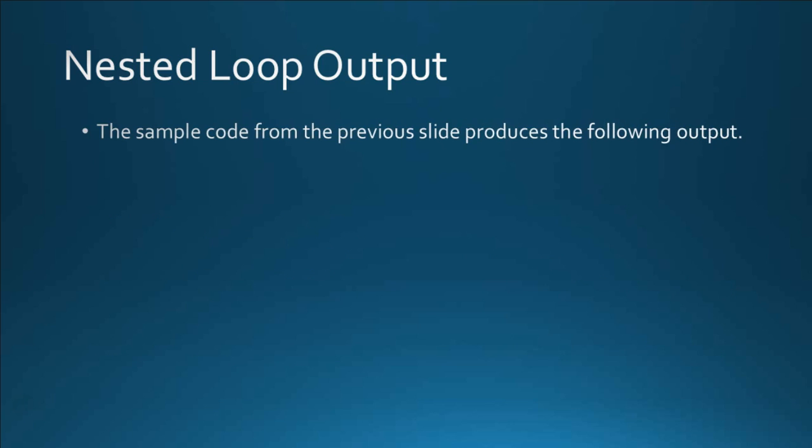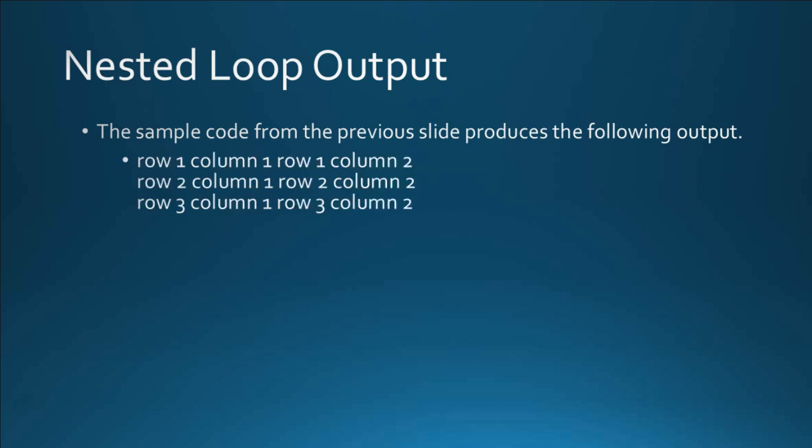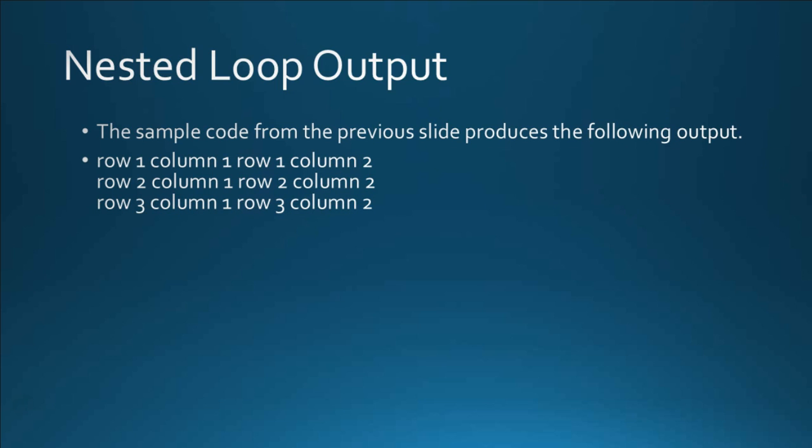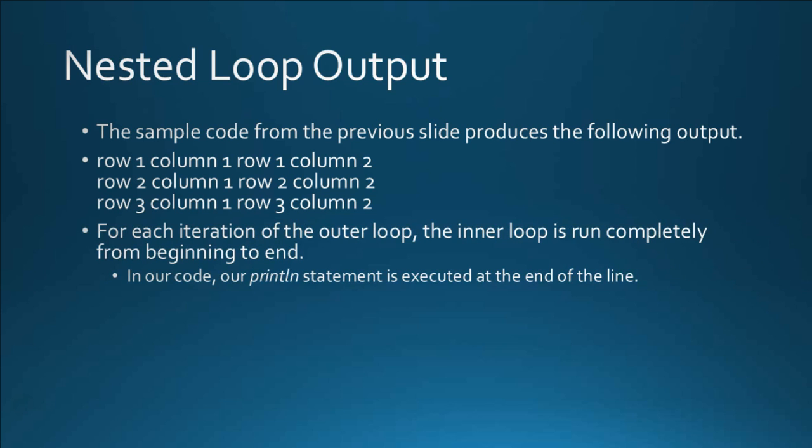So if we look at how that outputs, we get row 1, column 1, row 1, column 2, row 2, column 1, row 2, column 2, row 3, column 1, row 3, column 2. For each iteration of the outer loop, the inner loop is run completely from beginning to end. For our code, our println statement is executed at the end of the line.